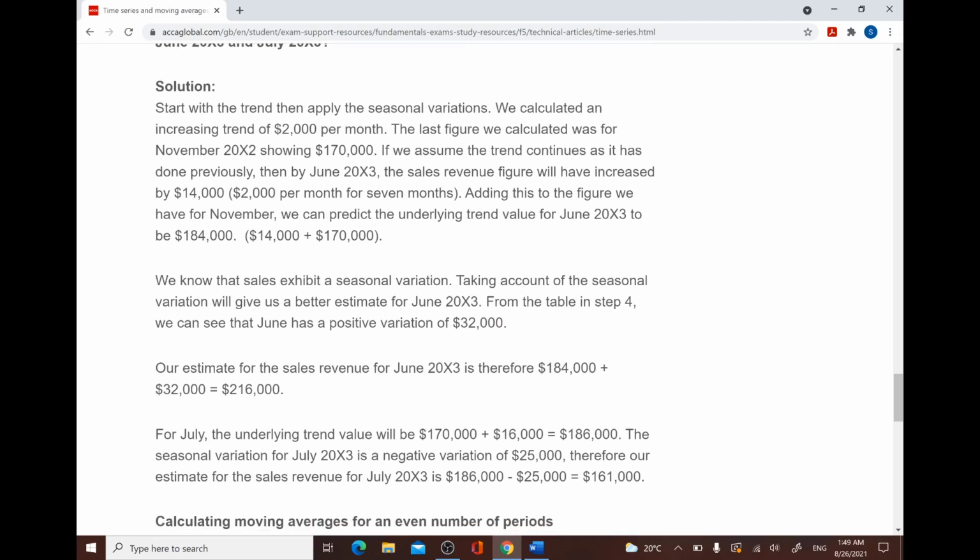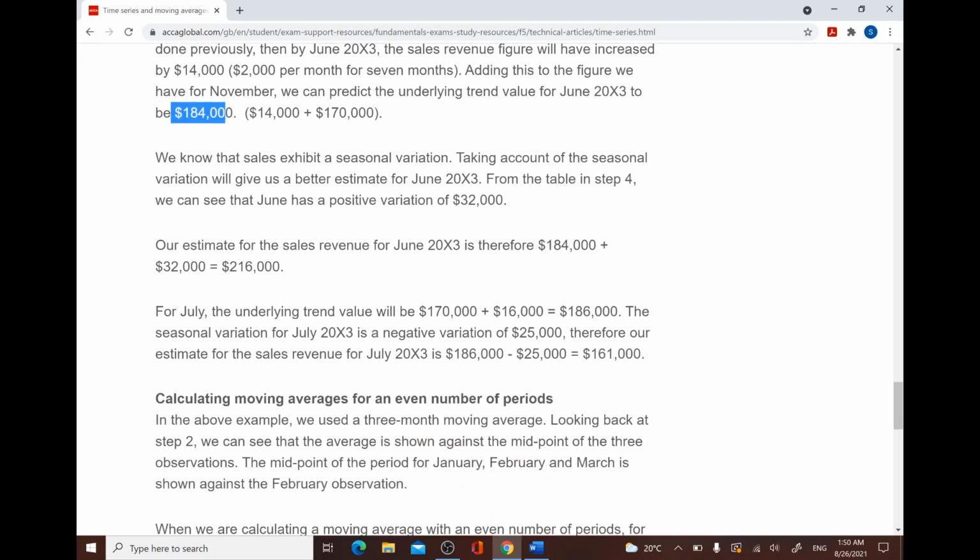So start with the trend, then apply the seasonal variation. You can see the increasing trend of 2,000 per month, and the last figure in November is 170. We assume that the trend continues as previously, then June 20x3 will increase by 14,000 as we said. Adding this to the figure for November, for June under the additive model, you have 184 as the trend, because 170 plus 14.